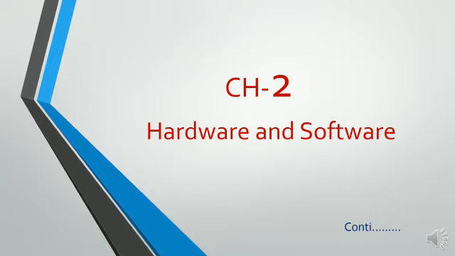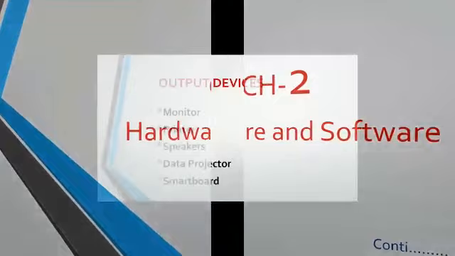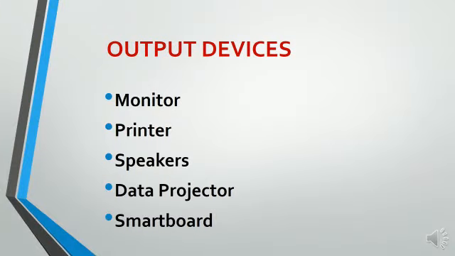Now, what are output devices? After processing, computer shows the final result or information. Any hardware component or any part of computer that shows the final result is called an output device. Now these are the output devices about which we are going to read today.